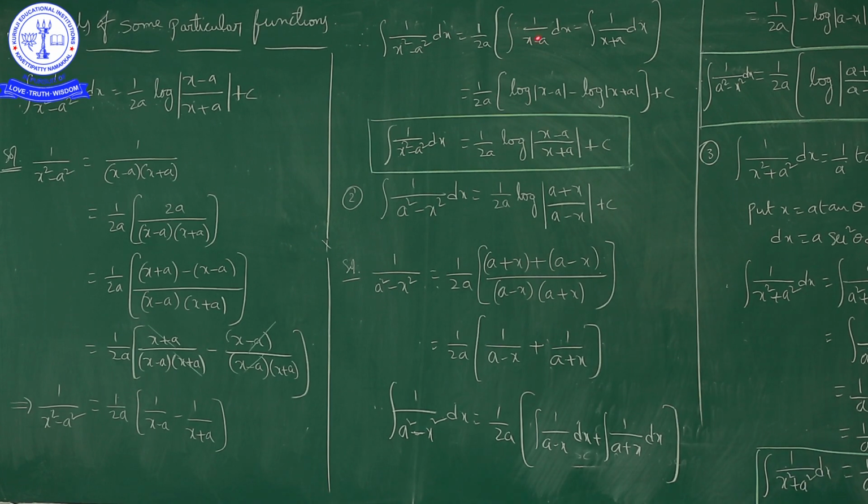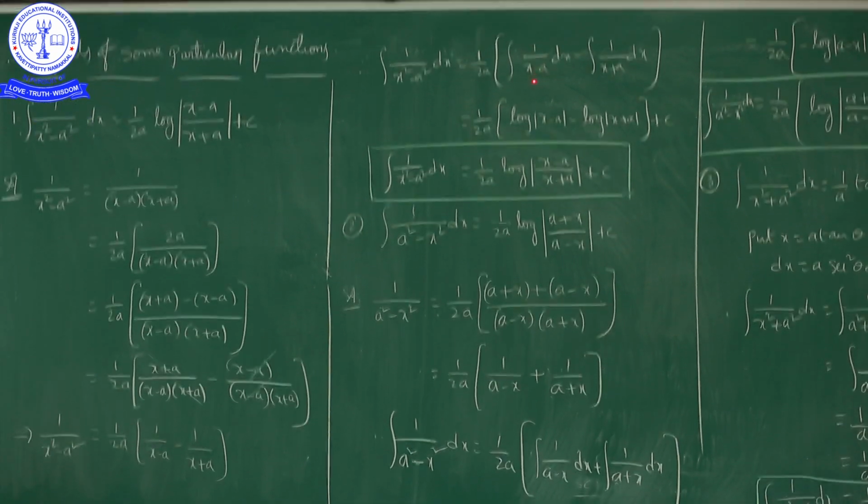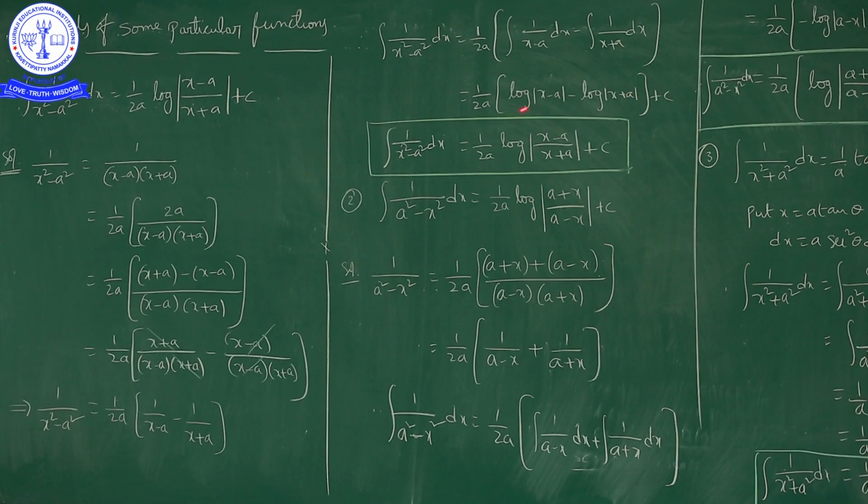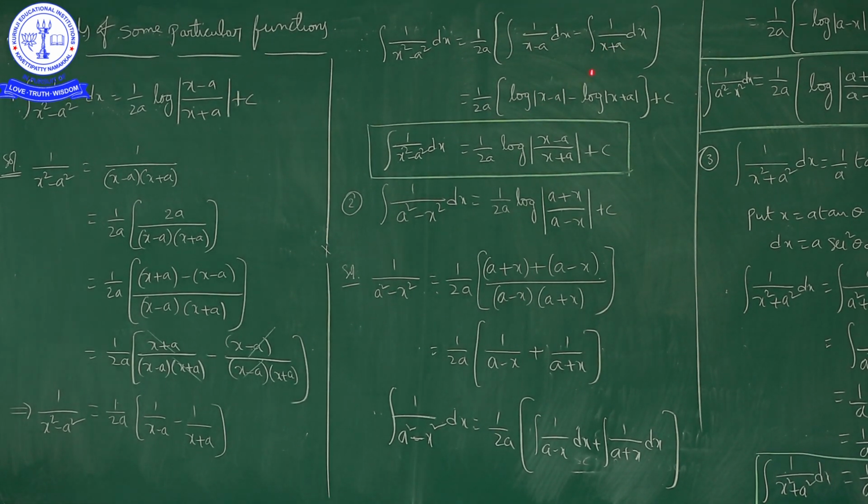Now, integration of 1 by x is log mod x. So integration of 1 by x minus a is log mod x minus a, and integration of 1 by x plus a is log mod x plus a. Now, this is of the form log a minus log b, and log a minus log b is log a by b. So integration of 1 by x square minus a square dx is 1 by 2a log mod x minus a upon x plus a plus c. This is the formula, and I have to remember it: integration of 1 by x square minus a square dx is equal to 1 by 2a log mod x minus a upon x plus a plus c.